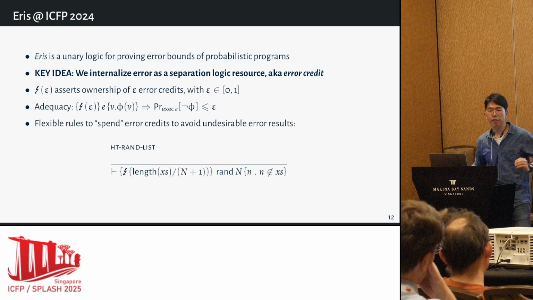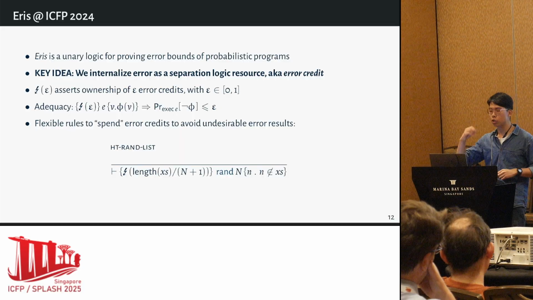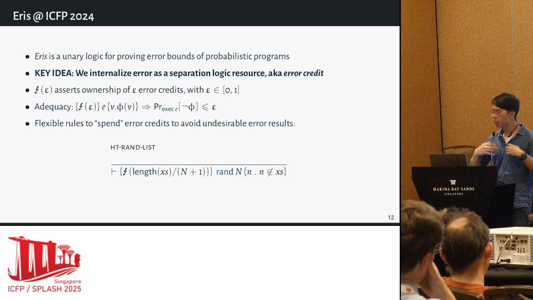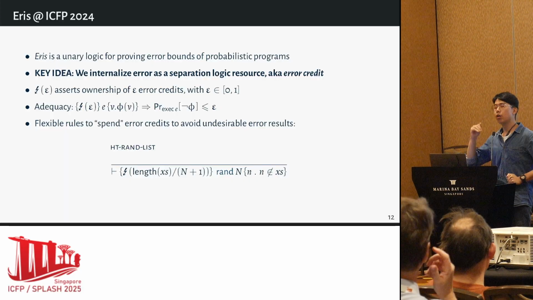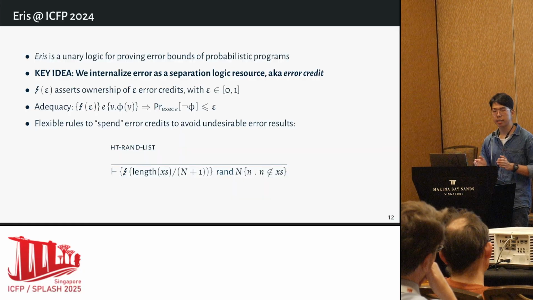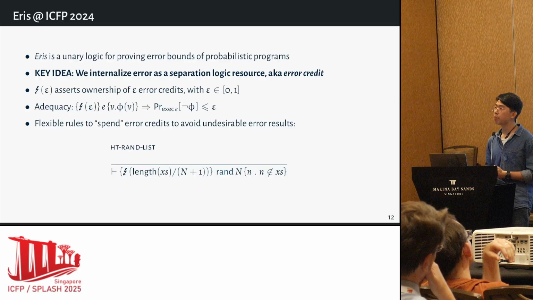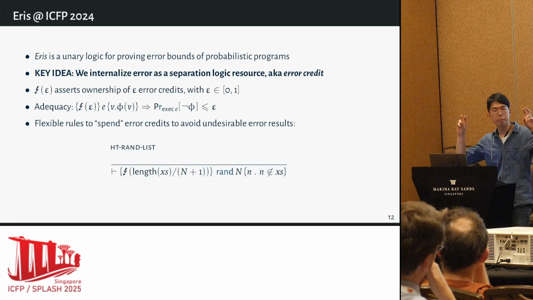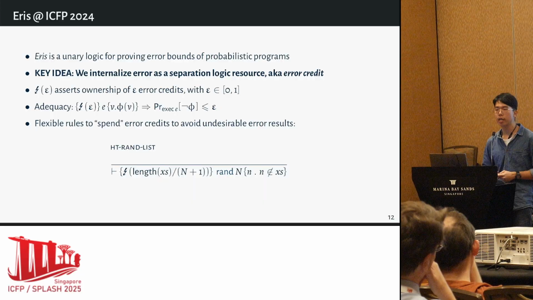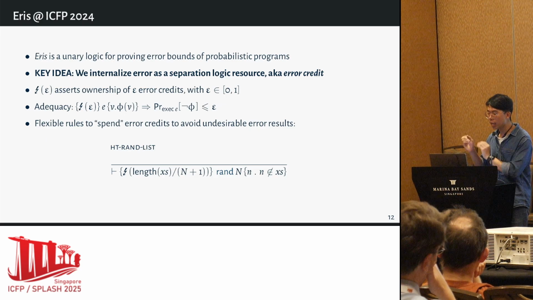And in the logic of errors, there are various flexible rules that allow you to spend error credits to avoid undesirable error results. For example, with this rand n operation that samples uniformly from 0 to n inclusively, I can provide a list of numbers which I consider to be bad, and I provide an error credit proportional to the length of this bad list. And I can ensure that the result of this rand n primitive will not be in the list.